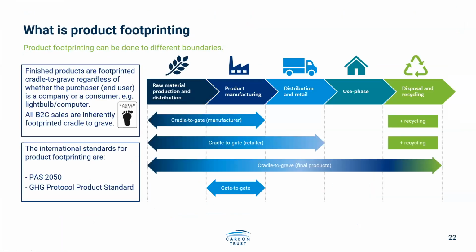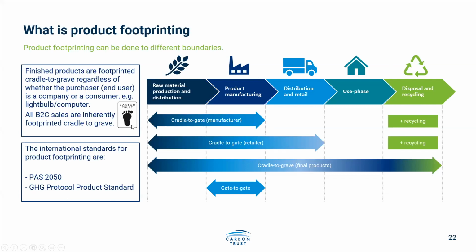So this stage here, just to remind ourselves, different types of footprinting. I've been talking about organizational and value chain. Just to quickly cover off value chain footprinting, you can look at measuring the impact of specific products to different boundaries, whether that's to cradle to product manufacturing gate or all the way through to cradle to grave, which looks at the disposal of end-of-life treatment. And there's international standards for that as well. So some key international standards to use.